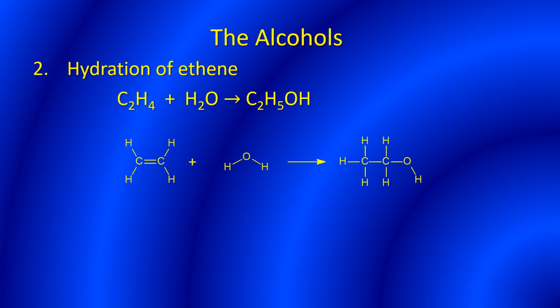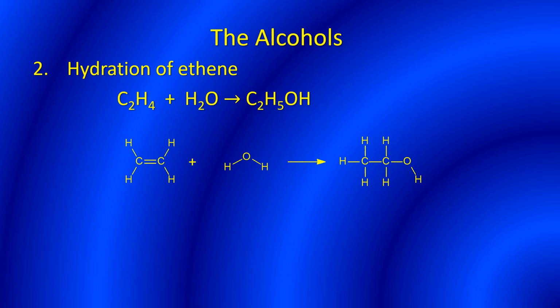Now, the benefit of this reaction is it's very fast, unlike the fermentation, and the ethanol that's produced is pure. So if we were producing ethanol just to use as a fuel, this is a very good way of producing it. We wouldn't make ethanol this way in the manufacture of alcoholic drinks.